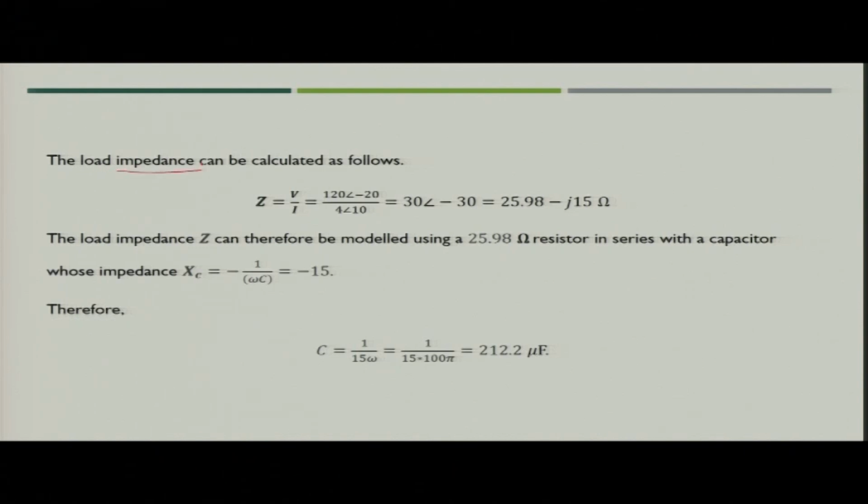So, load impedance can be calculated by this formula, that is Z is nothing but V by I, and you put the value of V and I in the form of phasors. That is 120 angle −20 degrees divided by 4 angle 10. If you simplify, you get Z value in phasor form as 30 angle −30. Now, if you convert into the rectangular form, you will get the value as 25.98 − j15 ohm. From this, if you correlate with the term R + jX, you will get that Z is composed of 25.98 ohm as a resistive load in series with a capacitor whose reactance Xc is equal to −15. So, using this expression you can simply find out the value of capacitance, that comes out to be 212.2 microfarad.